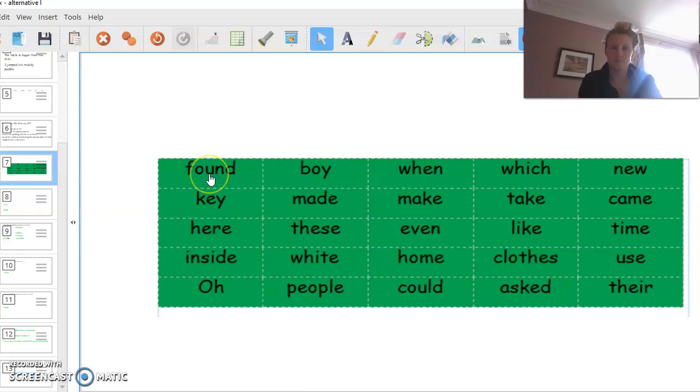Found. I say boy, you say. I say when, you say. I say which, you say. I say new, you say. You can practice reading and spelling these today. I want you to spend some time today reading these. You could cut these up if you want, play a game with them on the floor like you've got your other ones that you had the other day as well. You've got to practice reading and spelling these words.